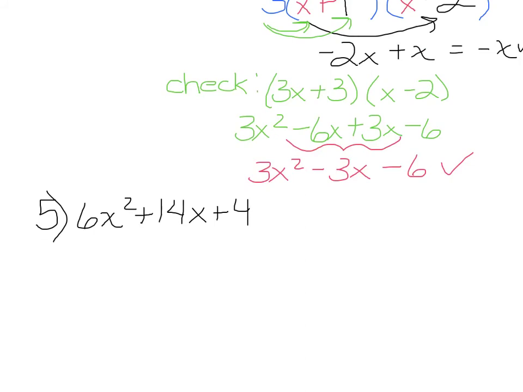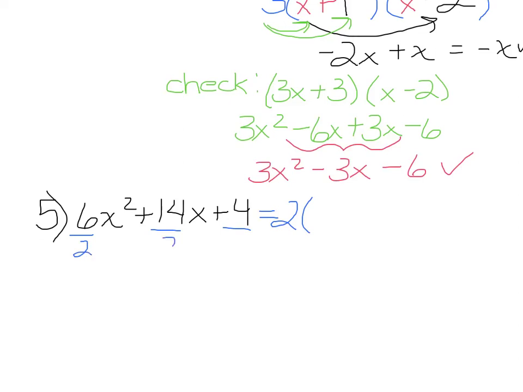Okay, one more example. Here's a trinomial. Looks a little bit interesting with some larger coefficients. So let's do all of our steps for factoring. First of all, we want to look and see if we have any common factors. So we're looking at our coefficients, 6, 14, and 4. And it looks to me like every term has a 2 as a common factor. So I'm going to factor out a 2.